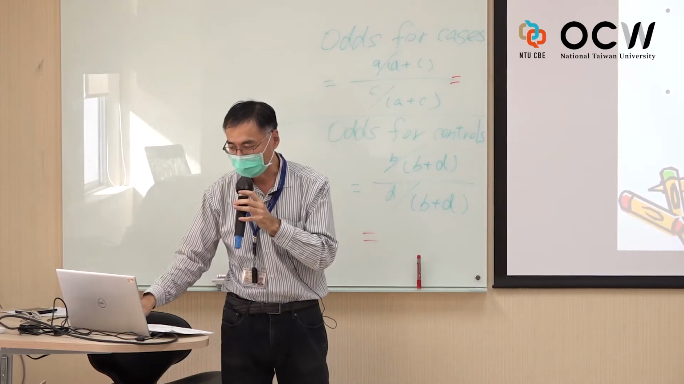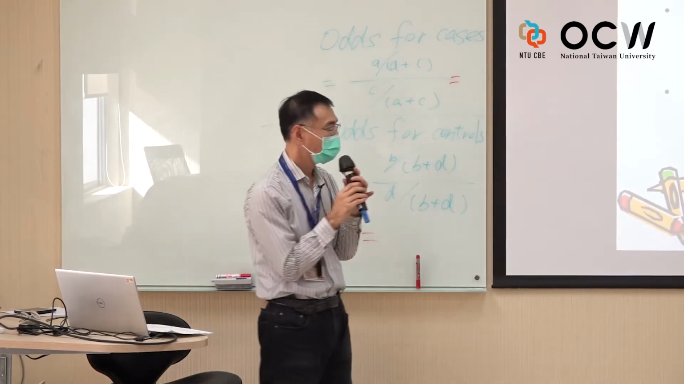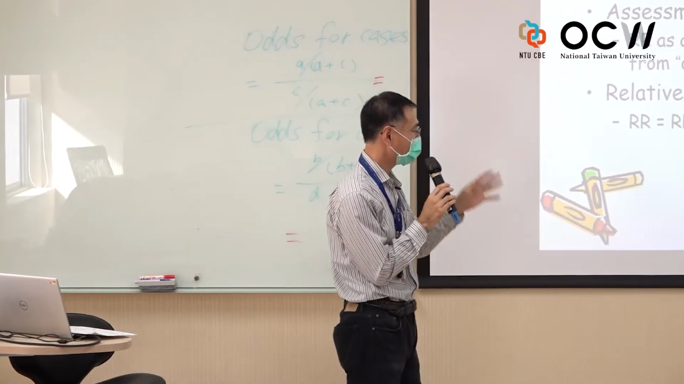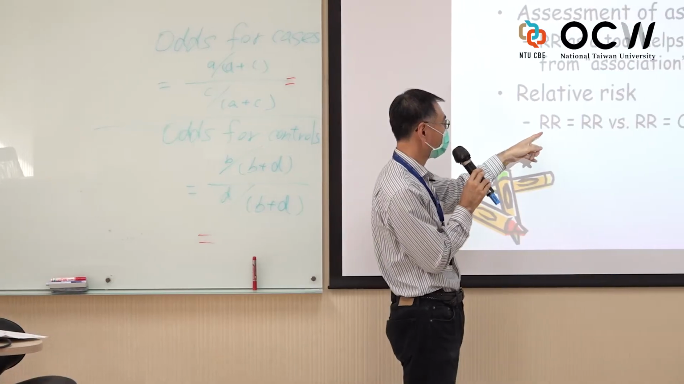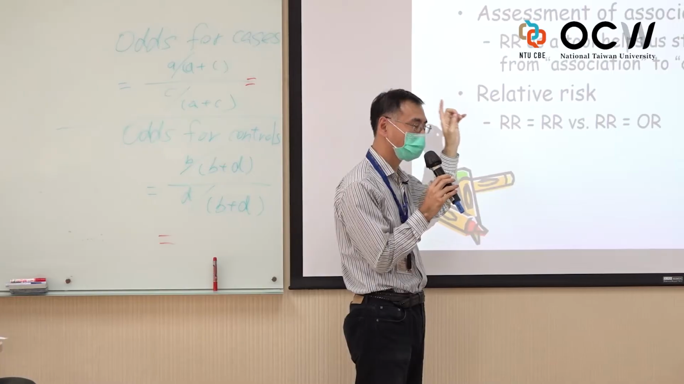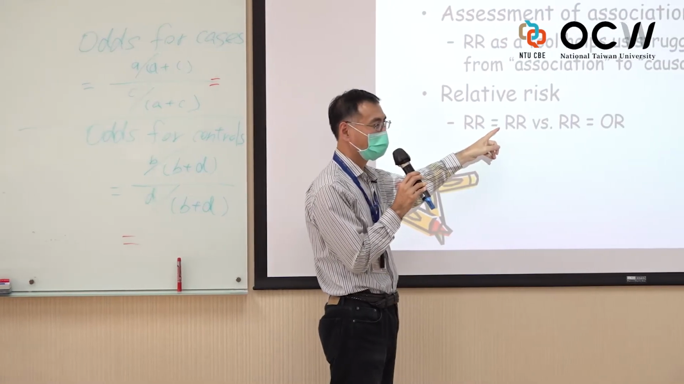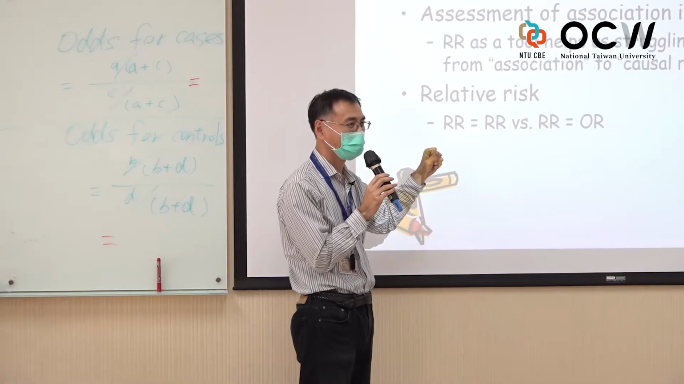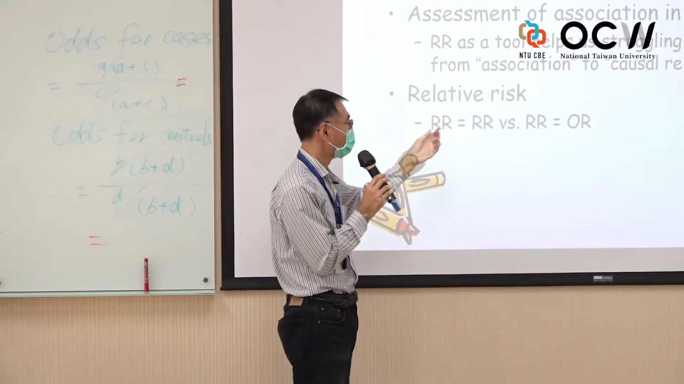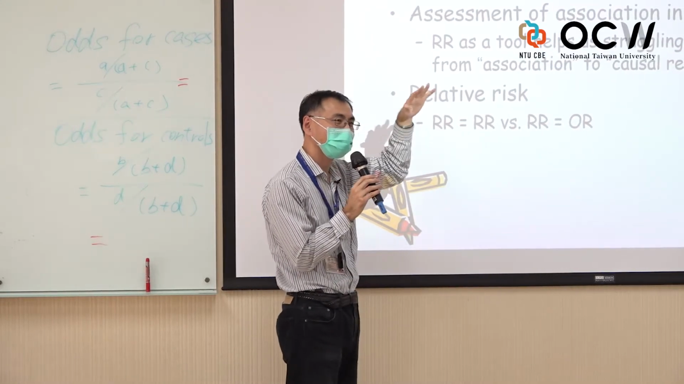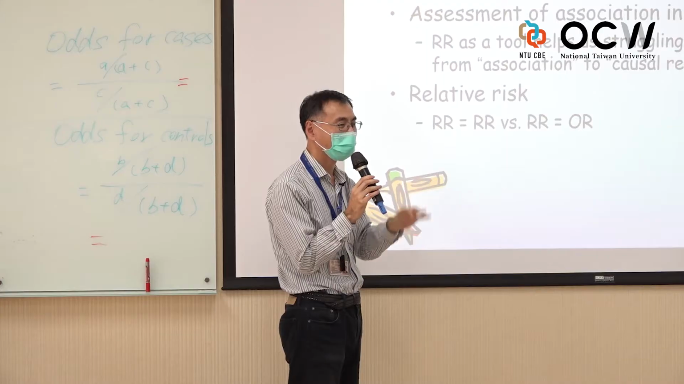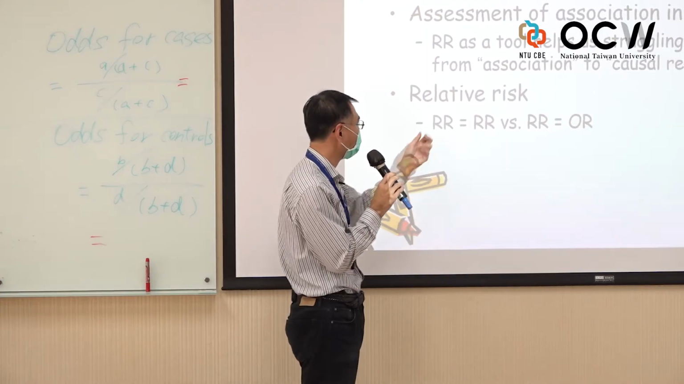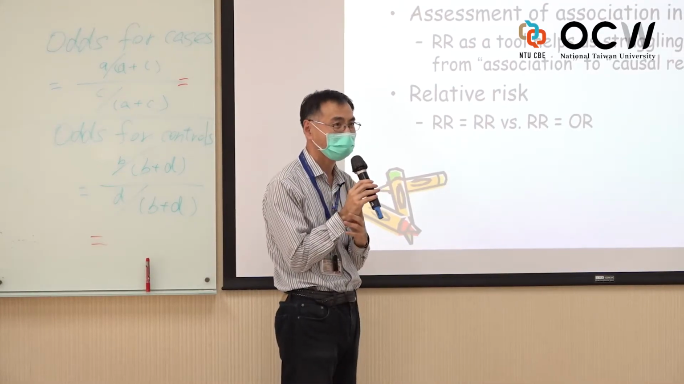Okay, so the idea of relative risk is very important. RR equals RR, RR equals OR. RR here is a relative risk, but in a cohort study, it's a rate ratio. It's pretty straightforward. We just use the rate from the exposed group divided by the rate of the unexposed group. Then we could get the relative risk estimation for cohort studies.